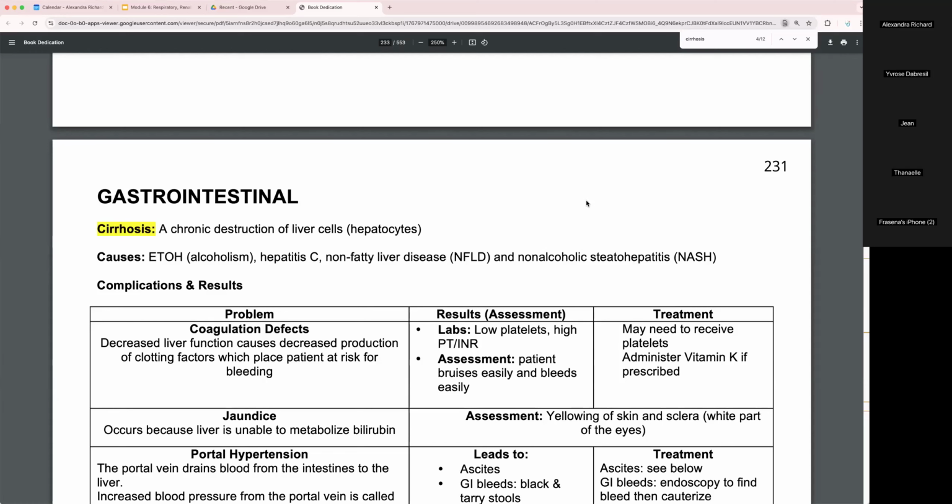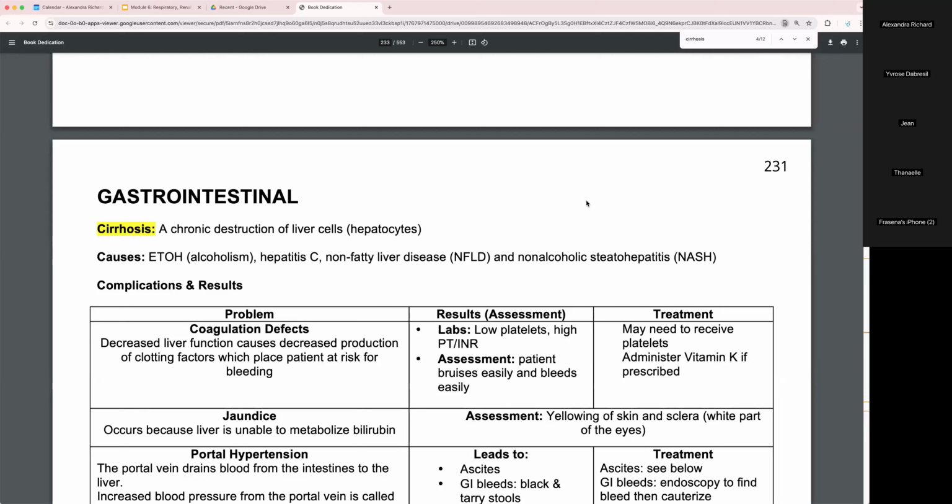So I'm going to tell you now that the number one issue for safety with a patient with cirrhosis is that they are at risk for bleeding. So everything you're going to do is going to be to prevent them from bleeding, depending on where they're bleeding from. Okay? So that's some very important knowledge for you to remember and understand.